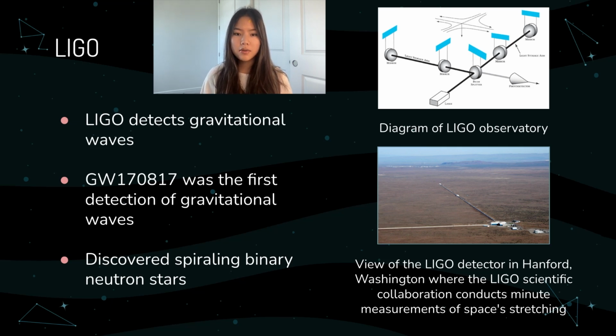And so they discovered two binary neutron stars swirling around each other, about to merge, which is basically where the gravitational waves they were detecting at LIGO were coming from.